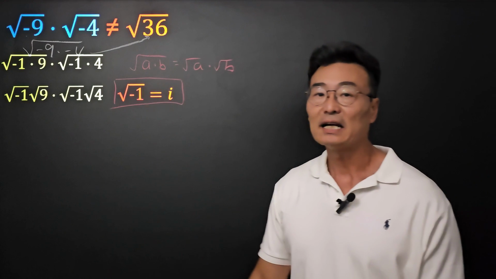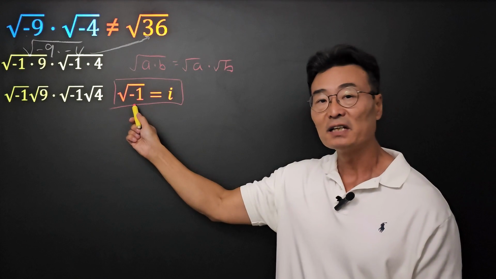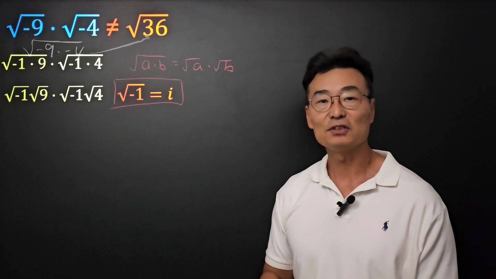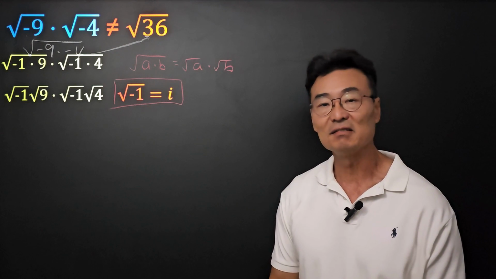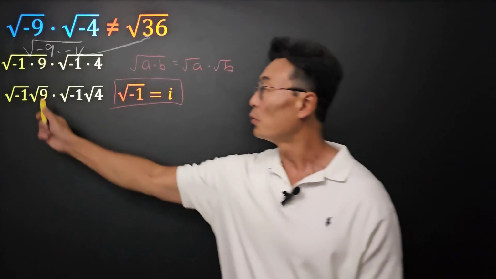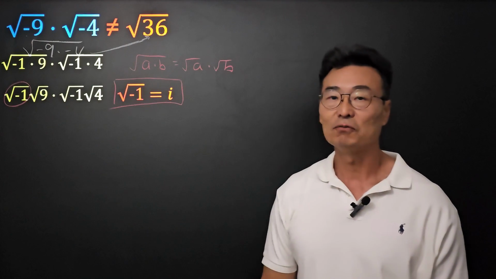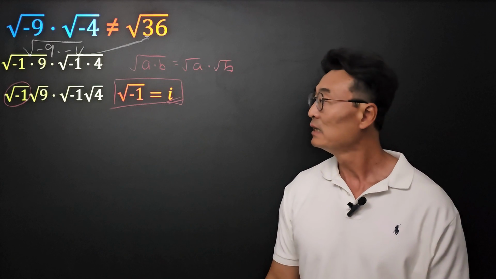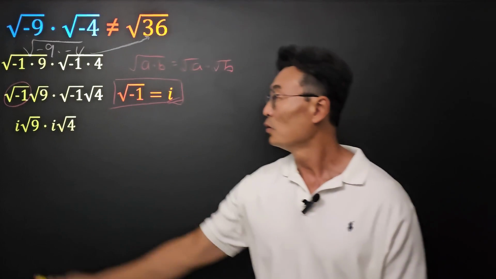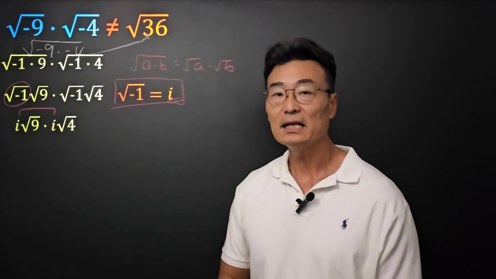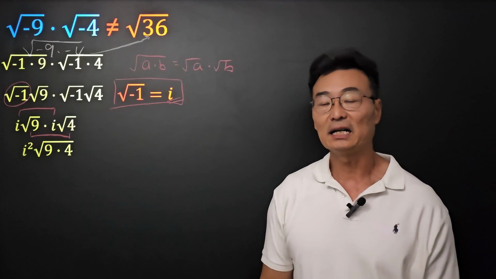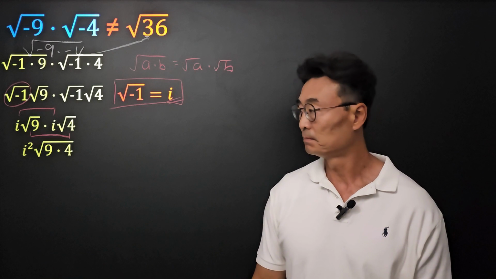So here's one thing that you need to know. The square root of negative 1 equals i, or the imaginary number. This was invented so that we're able to take care of these numbers that do not exist, or the square root of a negative number. What we're going to do is replace the square root of negative 1 with i. So we have i root 9 and i root 4, where we're going to multiply the i and the i, where we get i squared. And of course, we could now multiply the root 9 and root 4 under one square root.